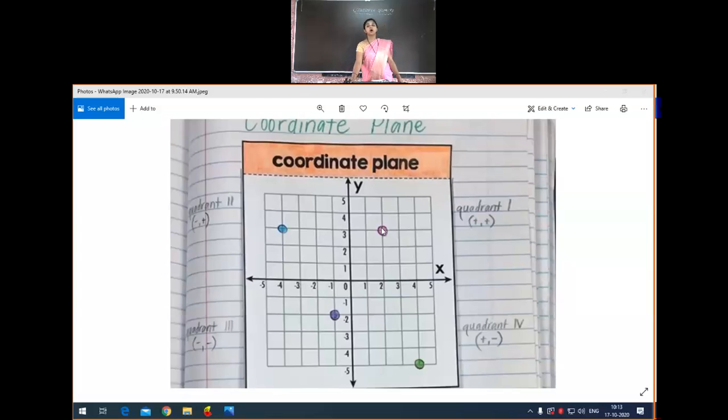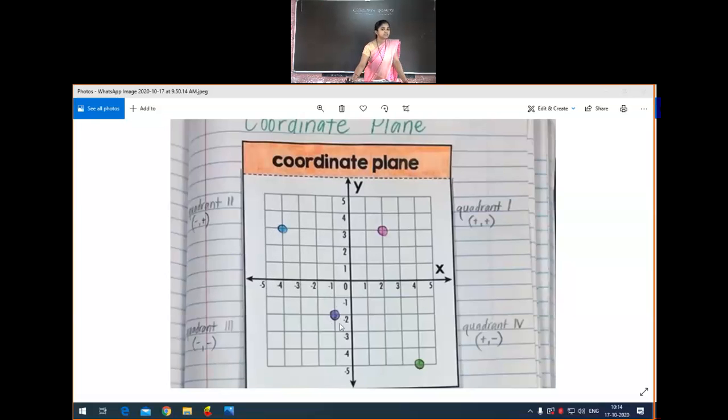Got the idea on coordinates? Now come to this blue dot. On the x-axis it is minus 4 and on the y-axis it is plus 3. So this is the location of minus 4, 3. How do you write the point coordinates? First you take the x value, then you write the y value.